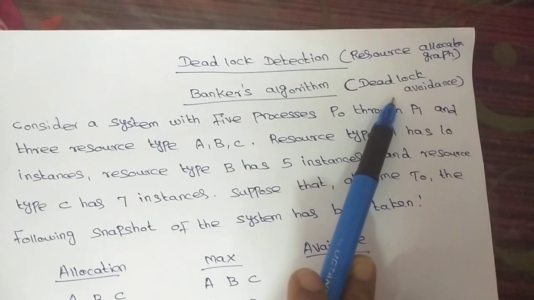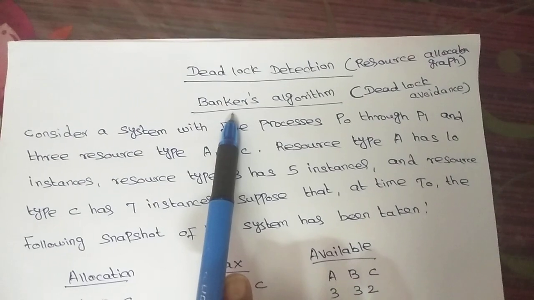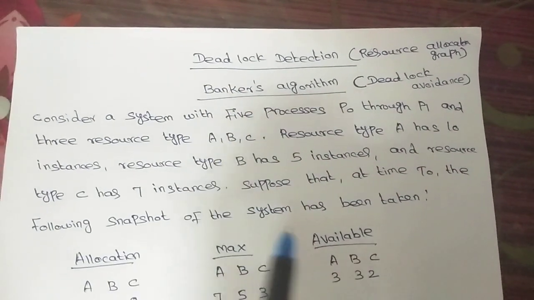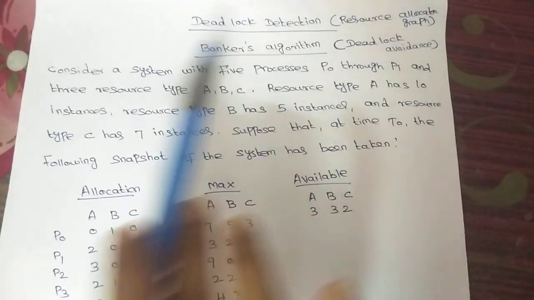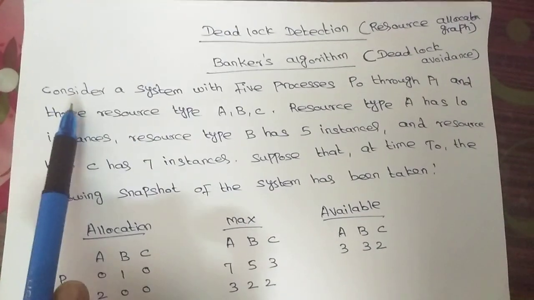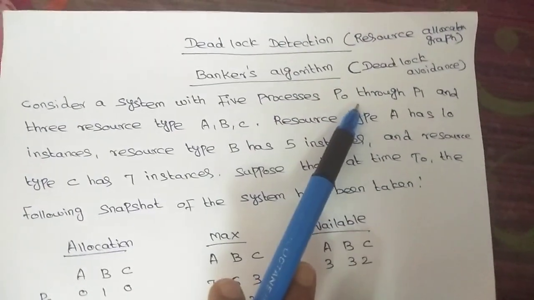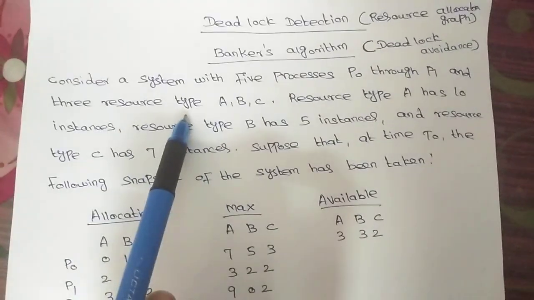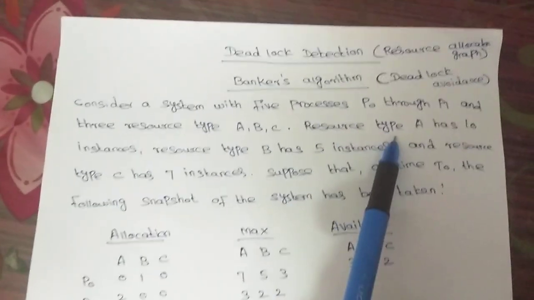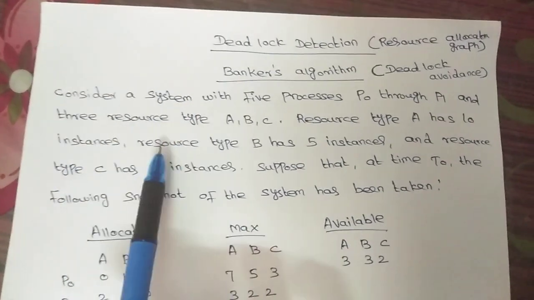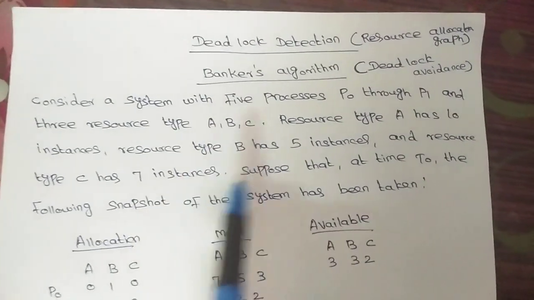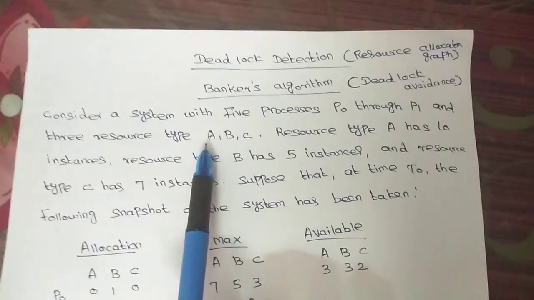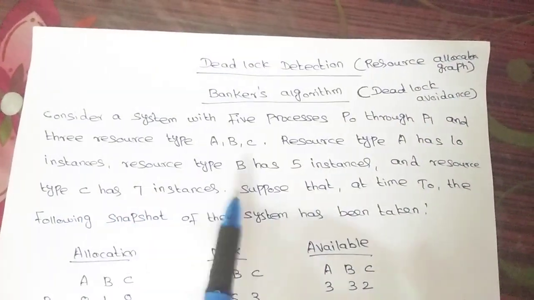In order to avoid deadlock, we use an algorithm known as Banker's algorithm. Consider that we are going to solve a problem in deadlock avoidance using Banker's algorithm. Consider a system with 5 processes, P0 through P4, and 3 resource types A, B, C. Resource type A has 10 instances, B has 5 instances, and C has 7 instances.